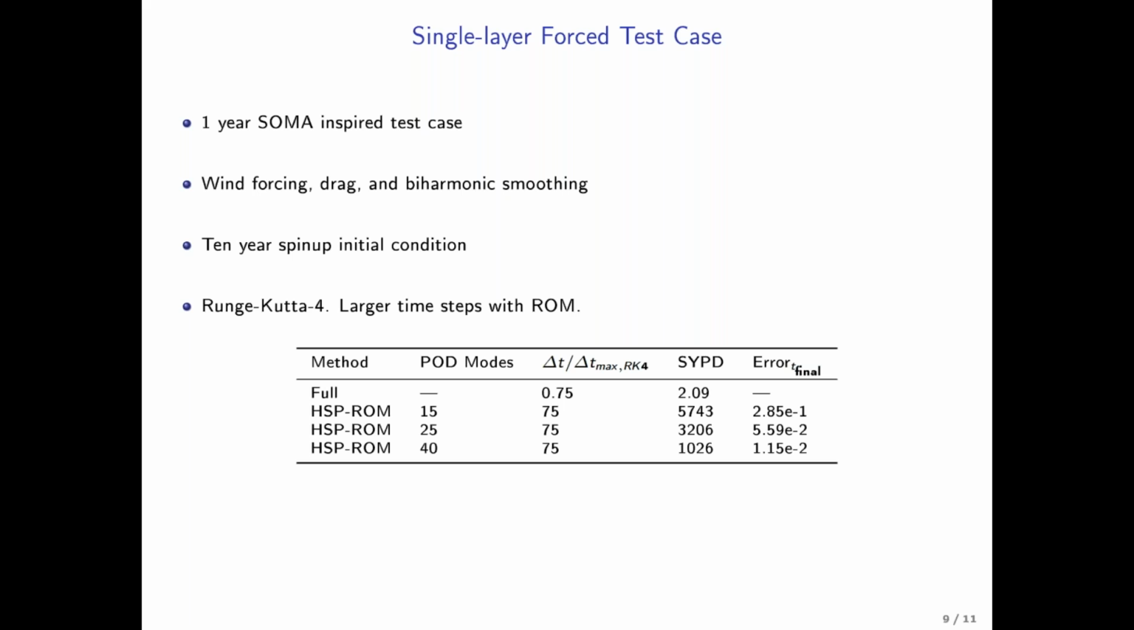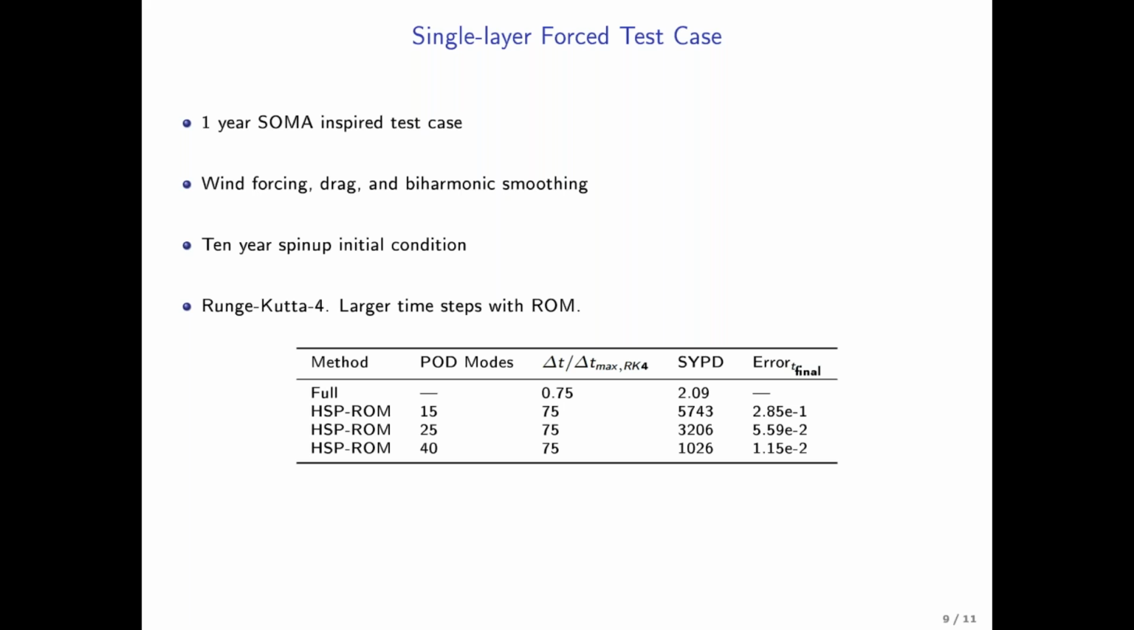But a nice caveat of reduced order modeling is, since you discard some of these higher order modes, or the empirical orthogonal functions, typically you have a much less restrictive CFL condition, so you can use larger time steps. So I have some results in this table. The first line is the full model using 75% of the max time step for RK4, and you get approximately 2 simulated years per day. And then I have this energy conserving ROM model, the HSP-ROM, with 15 empirical orthogonal functions, 25 and 40. And in all cases, I'm actually using 100 times the original time step of the full order model.